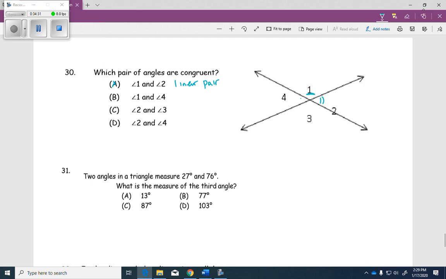1 and 4 are also a linear pair. So that's not choice B. Angle 2 and 3, oh, those are a linear pair. So it's not choice C. I guess it's the last one, 2 and 4. Yeah, they're across from each other. They're vertical. Vertical angles are congruent, so it's choice D.